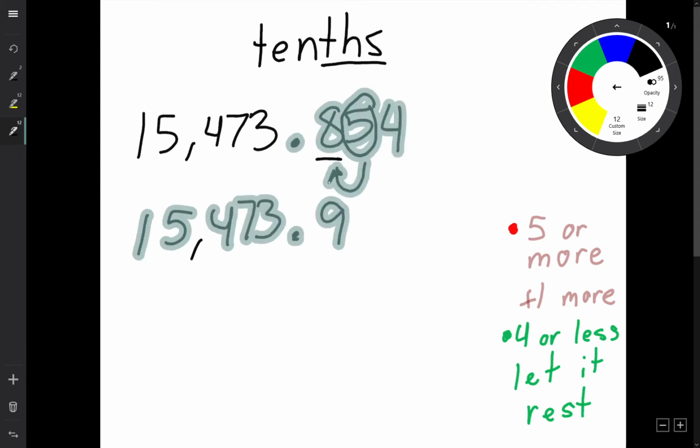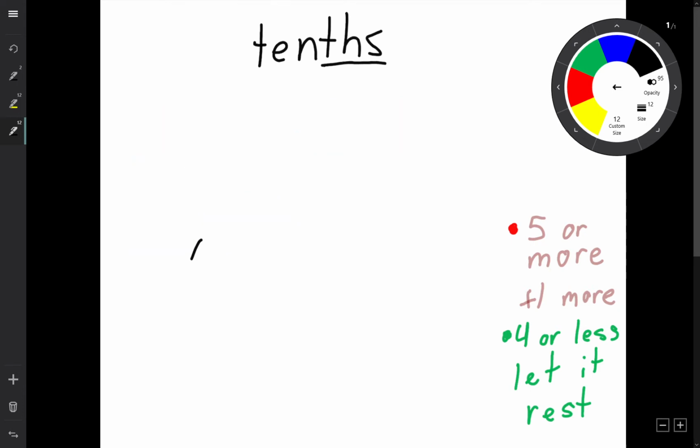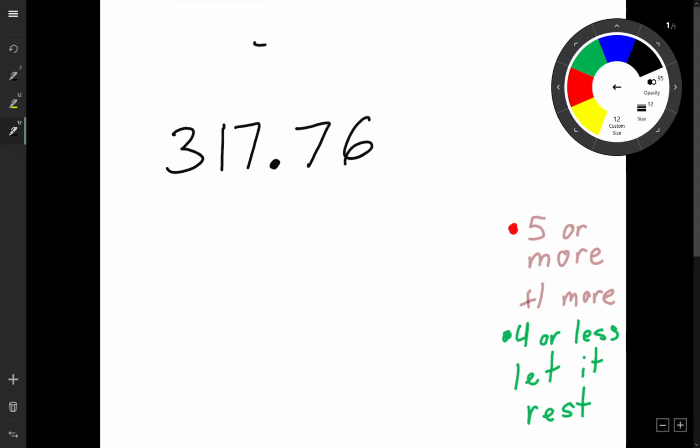Okay, I'm going to do one more example. So I have 317 and 76 hundredths. Now, as I mentioned in class, sometimes they won't tell you a place value. Sometimes they'll just say round to the nearest whole number.